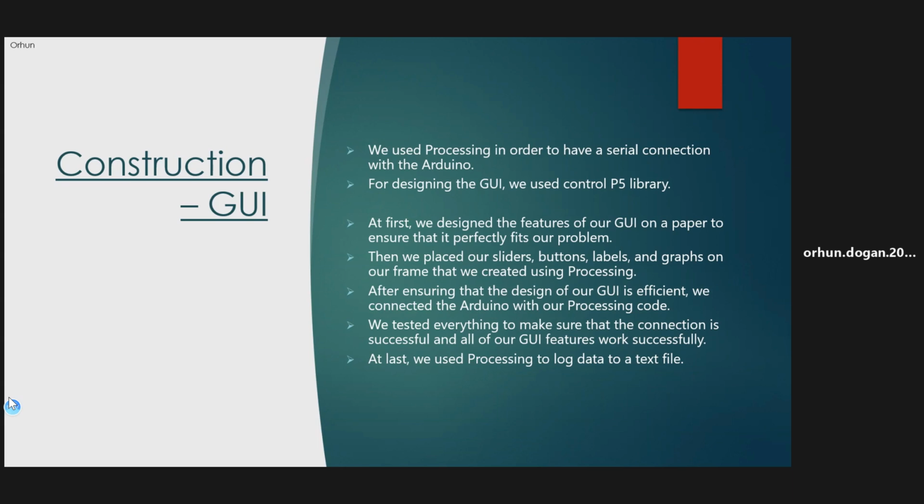In detail, Arduino constantly sends current values for temperature, RPM, and pH to Processing to update the GUI. Processing sends a notification message whenever a button is pressed. Arduino makes required adjustments. Lastly, we use Processing to log measured values on a text file.